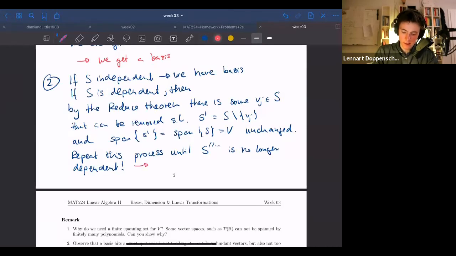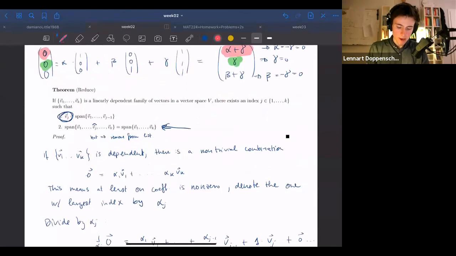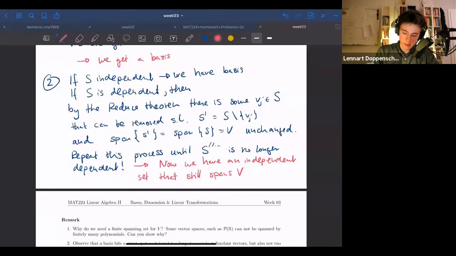So now this implies we have an independent set that still spans V, because all these iterations of removing one element and again didn't change the fact that the span is the span. If you look at week 2, the span is never changed. That's very important. And this means that we have a basis.